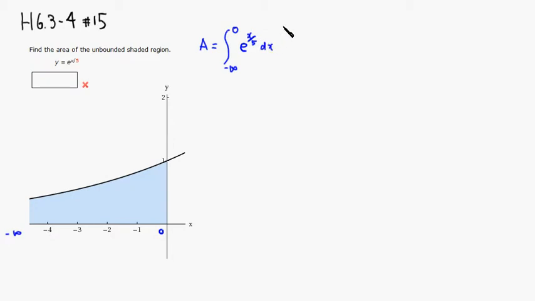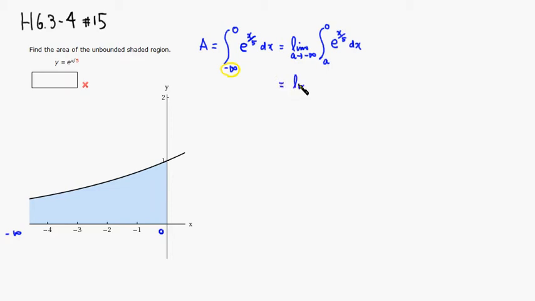Since the troublemaker is this negative infinity, this is an improper integral, so we're going to use the limit. We say the limit as a approaches negative infinity. We replace the problem by a, and 0 is fine. Then you have e to the x over 5 dx. Then we can take the antiderivative, and we'll take care of this limit later.